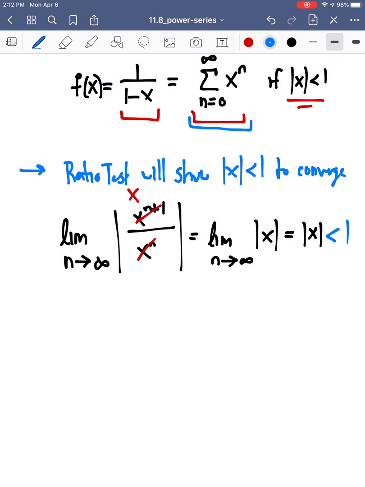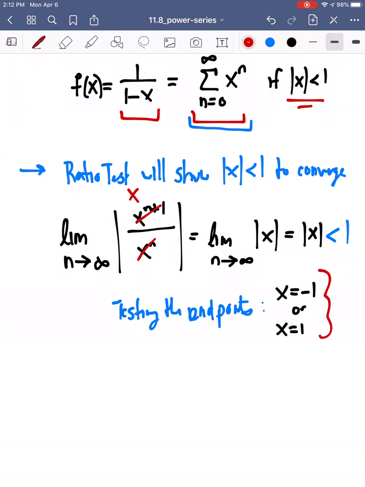And well, if we test the endpoints, being x equals minus 1 or x equals 1, these will result in divergence. They're not going to satisfy the test for divergence.